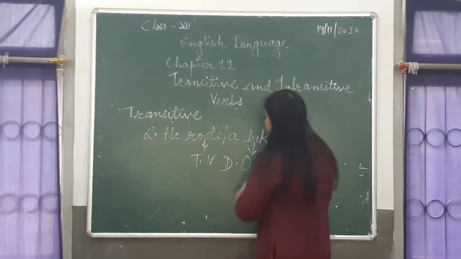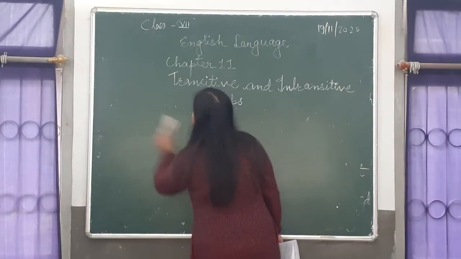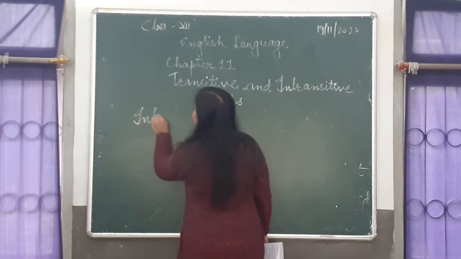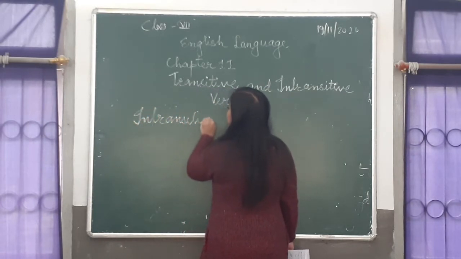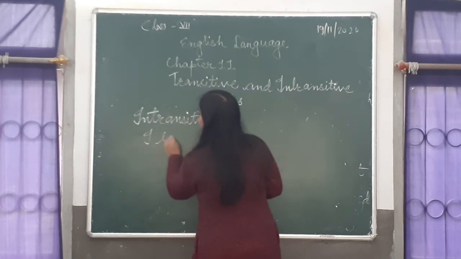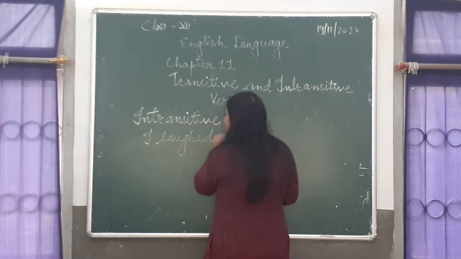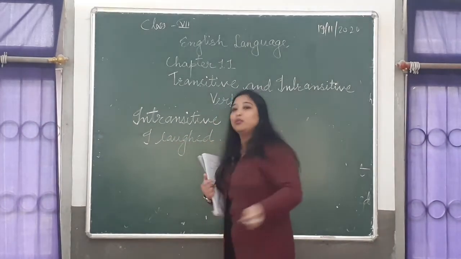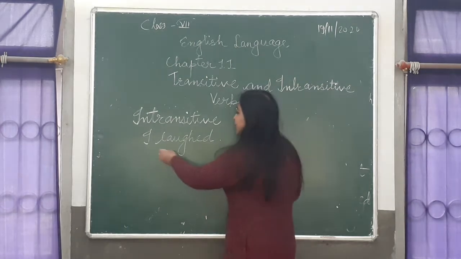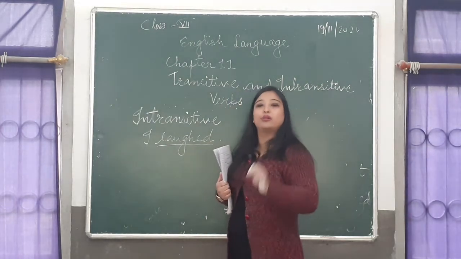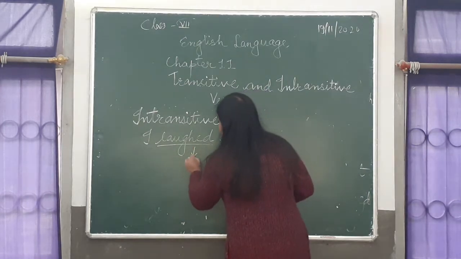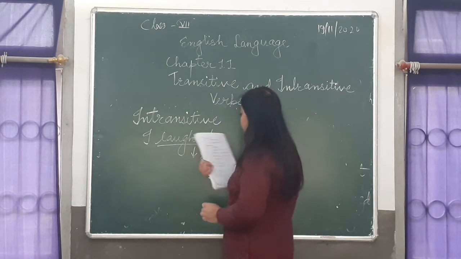So come to the next one, that is a few examples for intransitive verb. Okay. Intransitive. Now, I laughed. You performed an action of laughing, isn't it? You don't require an object. She laughed, he laughed, they laughed. You can make out the meaning of the sentence, isn't it? That the person laughed. You don't require an object to understand the meaning of the sentence. So this one is known as an intransitive verb. Okay, another example.